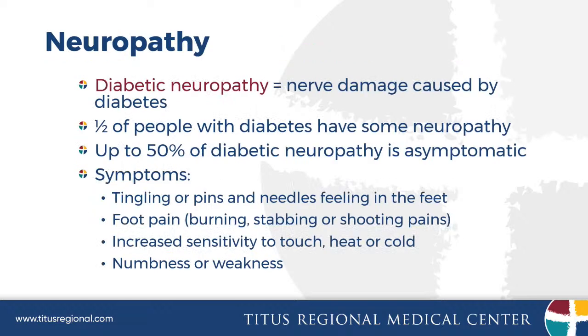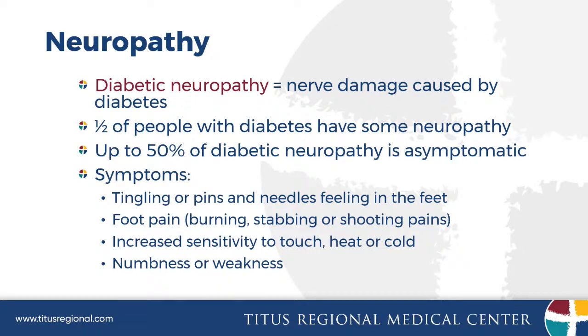Neuropathy, in particular, diabetic neuropathy, is nerve damage caused by high blood sugar levels. Half of people with diabetes have some neuropathy, and up to 50% of this diabetic neuropathy is asymptomatic, so people may not realize that they have the condition.